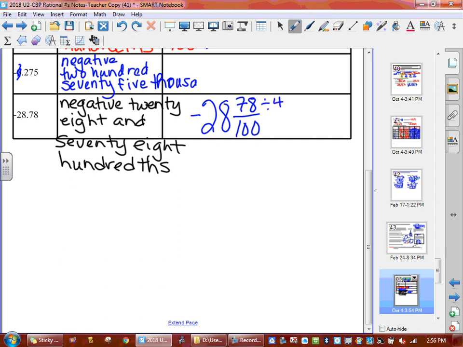Oh, it's a decimal. Oh, darn, we can't do it then. So we got to divide by 2. I thought 4 worked. I guess it doesn't. All right, dividing by 2. So we get negative 28, and how much over 50? 39. Good job. But it's negative, don't forget.